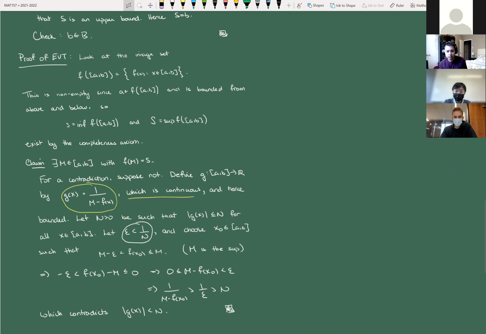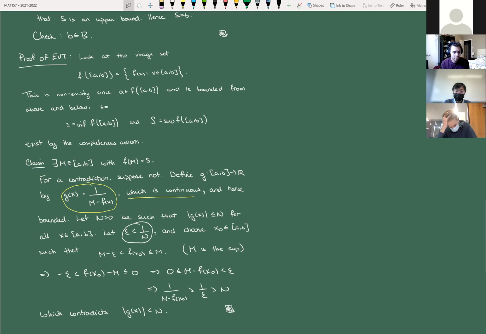Usually we use the EVT to do a lot of proofs, but it's so unlike the intermediate value theorem, which had some very nice immediate applications. EVT does have nice applications, but they tend to be more proofy anyway.